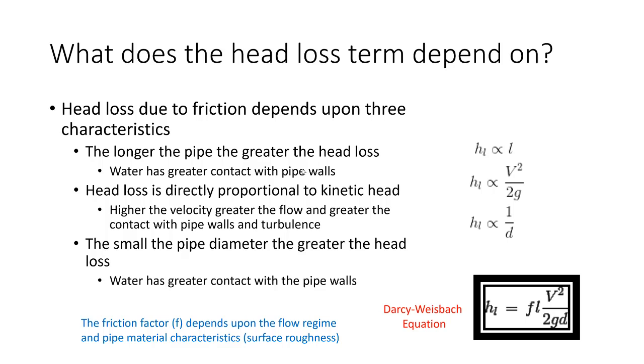It also introduces this term called the friction factor. And the friction factor depends not only on the flow regime, but also on the pipe material characteristics or the surface roughness of the pipe, because clearly not all materials are the same. As a result, a material that has greater roughness will provide greater frictional resistance, and a pipe made out of a material that is smoother offers less frictional resistance.